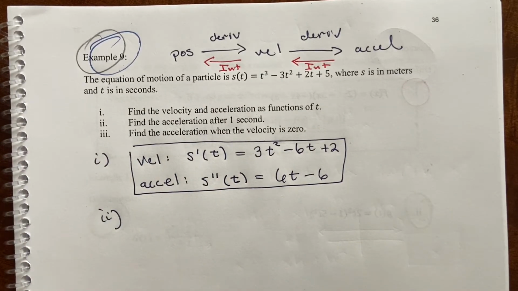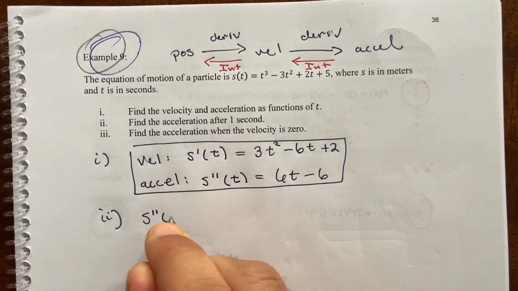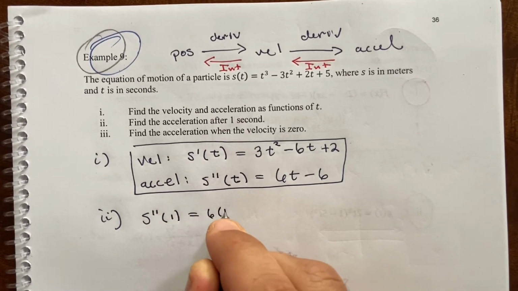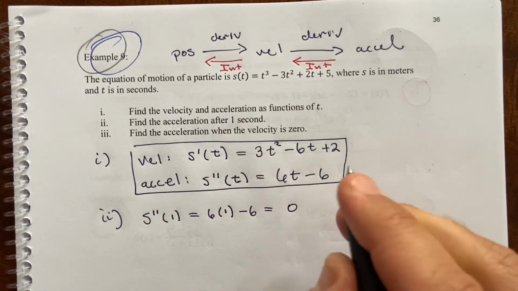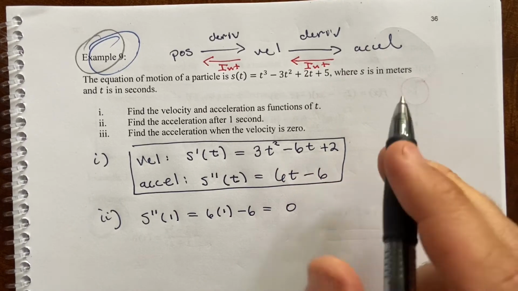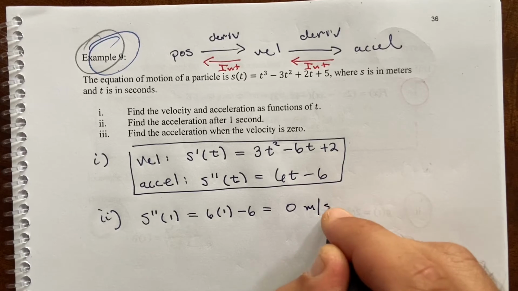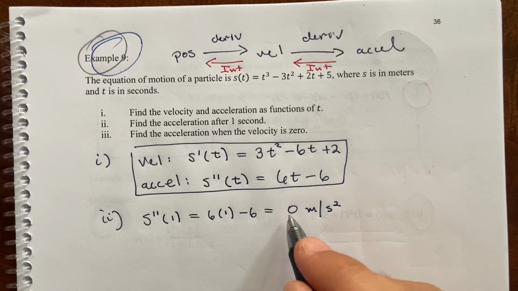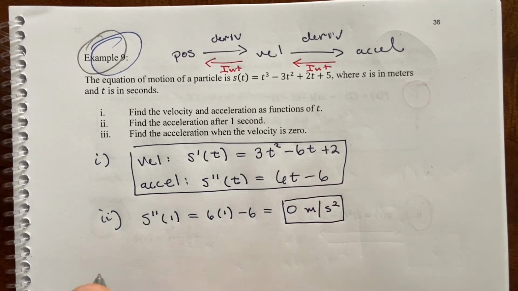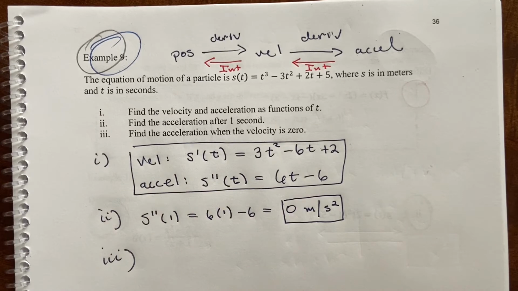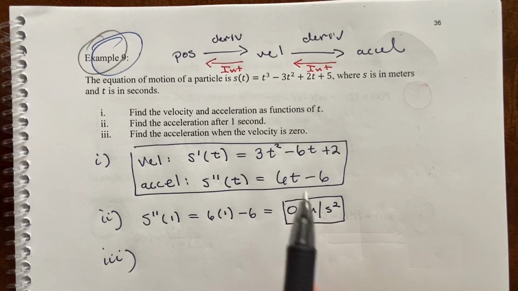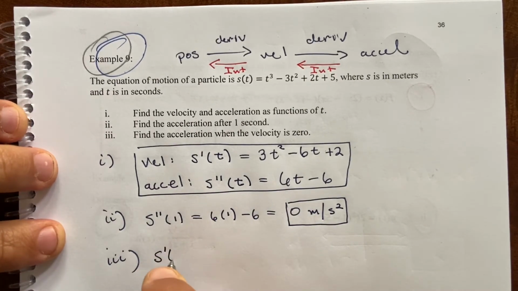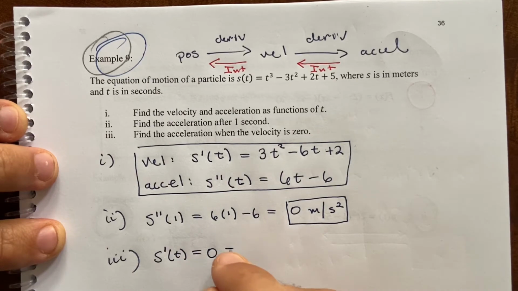Part 2 says find the acceleration after 1 second. So I would be looking for s double prime of 1. So it looks like 0. And that would be in terms of meters per second squared, actually. Those are the units on acceleration in this case. Part 3 says find the acceleration when the velocity is 0. So here's our velocity function. I'm going to go back to it and set it equal to 0.